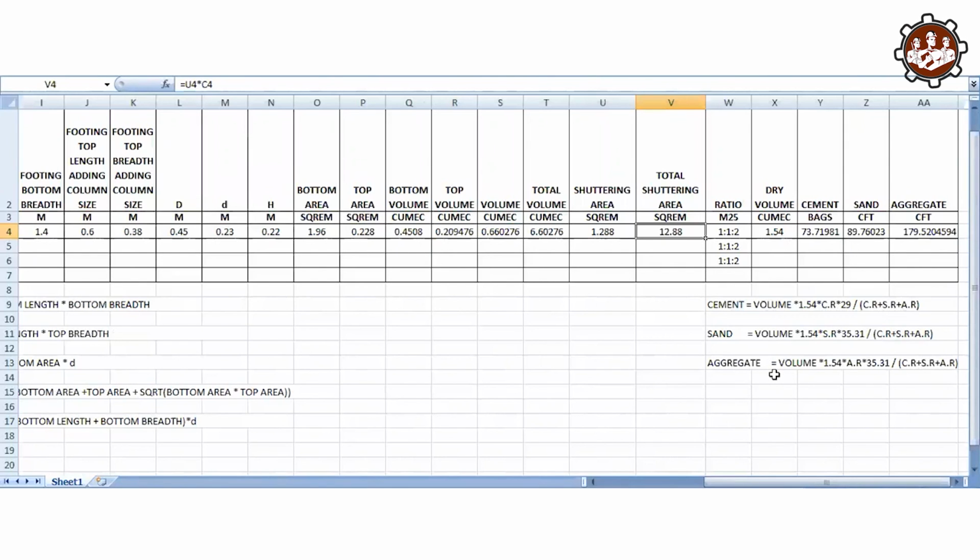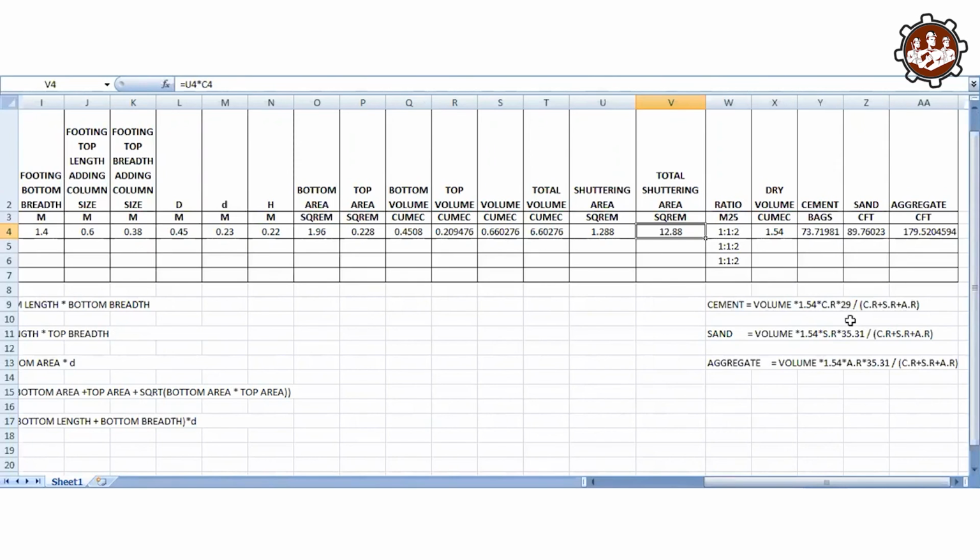Okay, we put here the total volume, and we put here the cement ratio, that is 1, that we multiply by the 29. Why do we multiply by the 29? If we multiply by the 29, we get the cement directly in bags. If you don't multiply by the 29, we get the cement in meter cube. When we go to the market for purchasing cement, it comes in bags. So that's why we multiply by the 29.